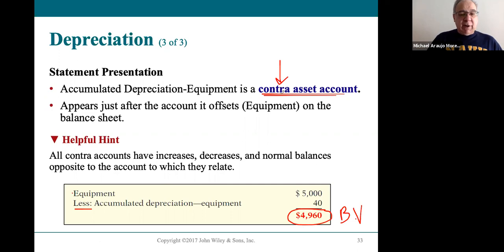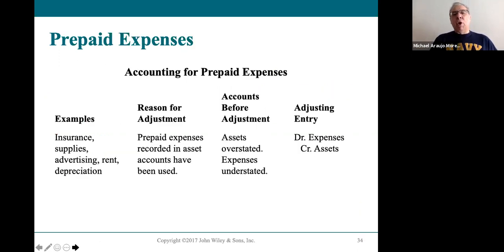And there are lots of different contra accounts. This is just the first one you've heard about. Well, what if we didn't do the adjustment? One of the biggest problems in not doing these three adjustments is our expenses would be lower than they really are. And what does that mean? If your expenses are lower than they really are, your profit looks bigger than it really is. And the owners are going to think they hit the jackpot when they didn't.